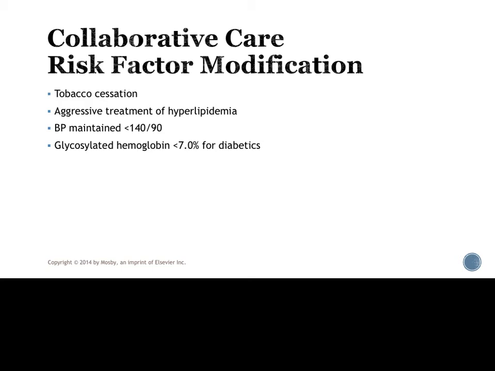We want to make sure that their blood pressures are well maintained and controlled, taking their antihypertensives, which we've already talked about. And that, if we can get their hemoglobin A1Cs less than 7, the closer to 6, the better. So we will start then in class talking about drug therapy and exercise therapy and the rest of the nursing interventions that we would have for PAD.